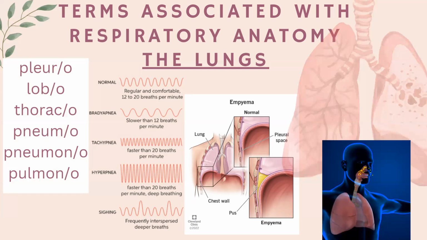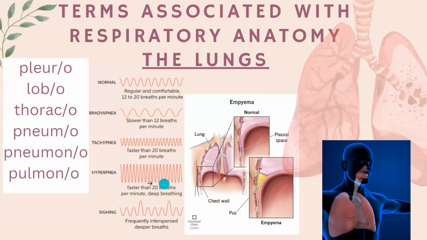For bradypnea, that's going to be slow breathing. Remember, Tom Brady is slow. Brady is our prefix for slow. So bradypnea is going to be when we drop below 12 breaths per minute. Vice versa, tachypnea is going to be faster than 20 breaths per minute. And hyperpnea is really when we're hyperventilating. So deep breaths, but breathing super quickly.